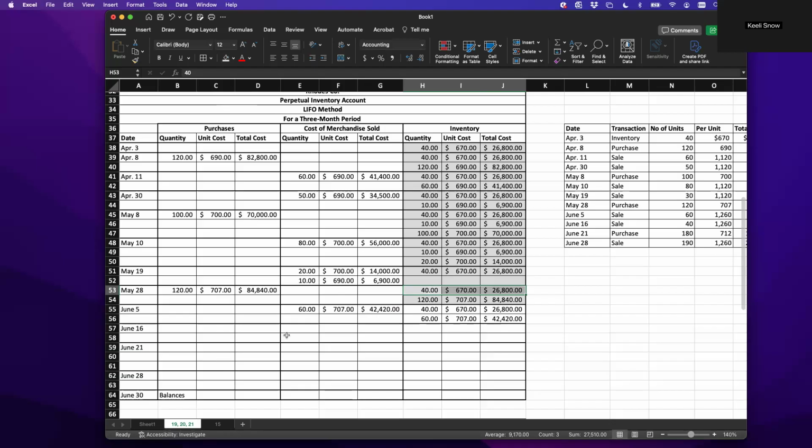On June 16th, we're going to sell 40 more. So 40 that cost $707, 28,280. We had 60, we sold 40, so we have 20 for 707. And we still have those 40 that cost us $670 for 26,800. Okay. Let's gray this out.